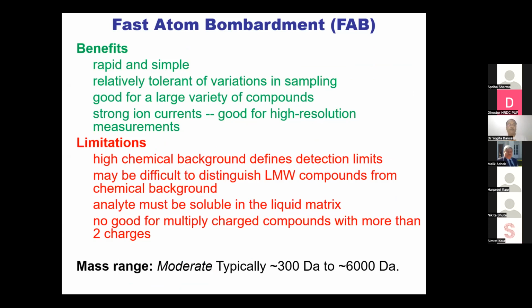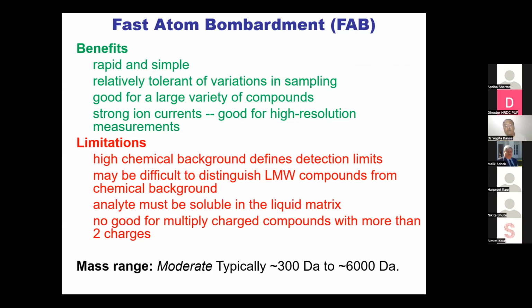Before that, there are some advantages of fast atom bombardment over electron impact. It is rapid and simple, relatively tolerant of variations in sampling. It is good for a large variety of compounds, and there are strong ion currents and it is good for high resolution measurements. But the limitations are also there.